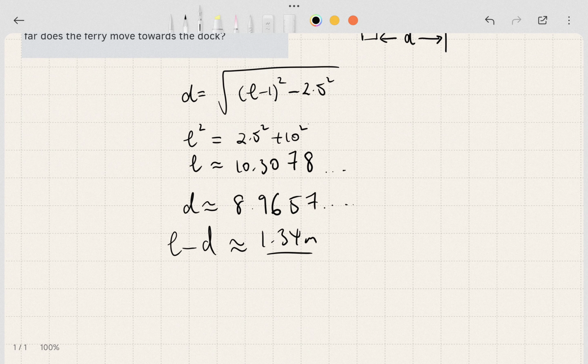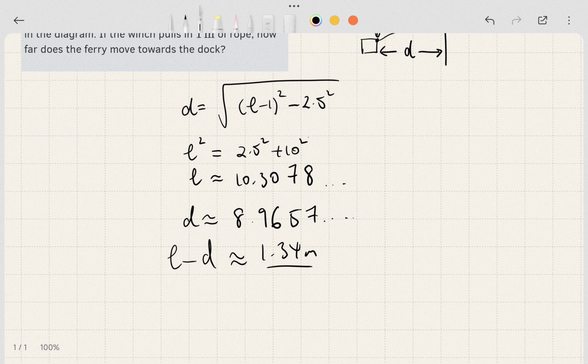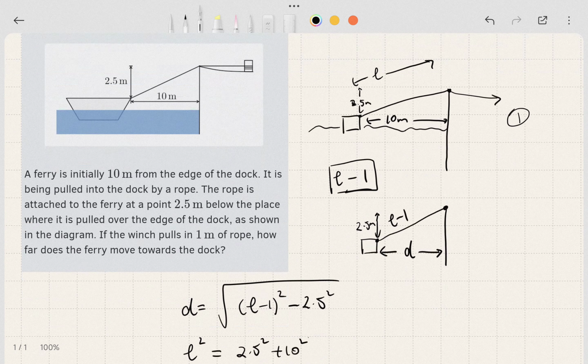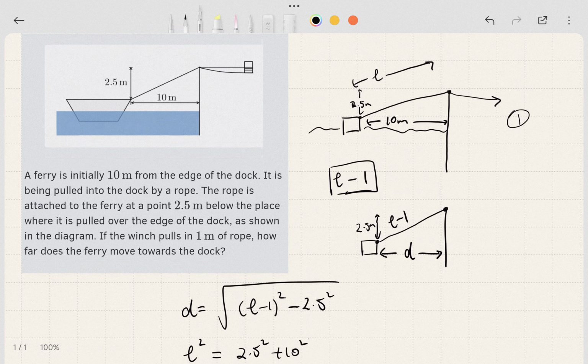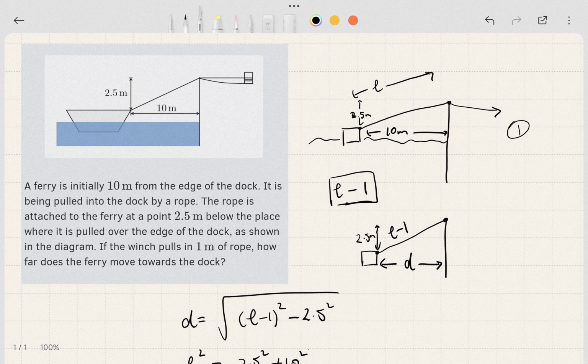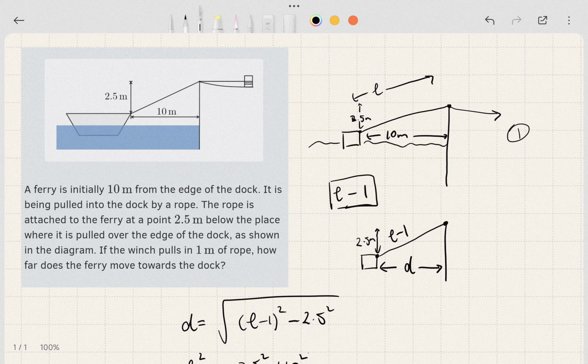There's no such answer as 1.34 amongst the 3 or 4 answer choices in the question, so we have to redo the question again. So let's reread the question very carefully. It says, a ferry is initially 10 meters from the edge of the dock, is being pulled into the dock by a rope. The rope is attached to the ferry at a point 2.5 meters below the place where it is pulled over the edge of the dock, as shown in the diagram. If the winch pulls in 1 meter of rope, how far does the ferry move towards the dock?